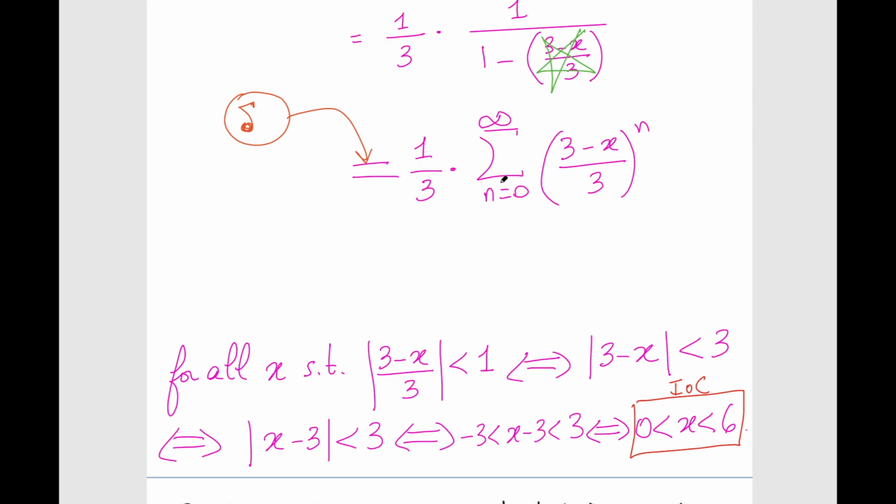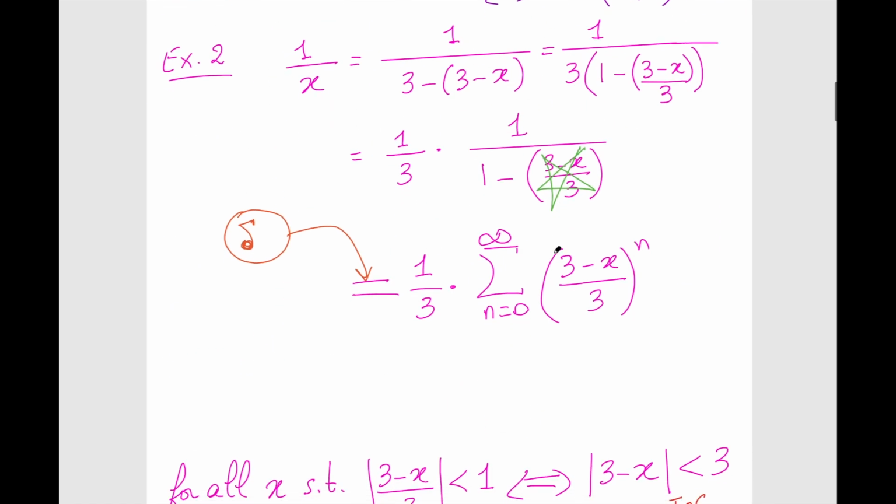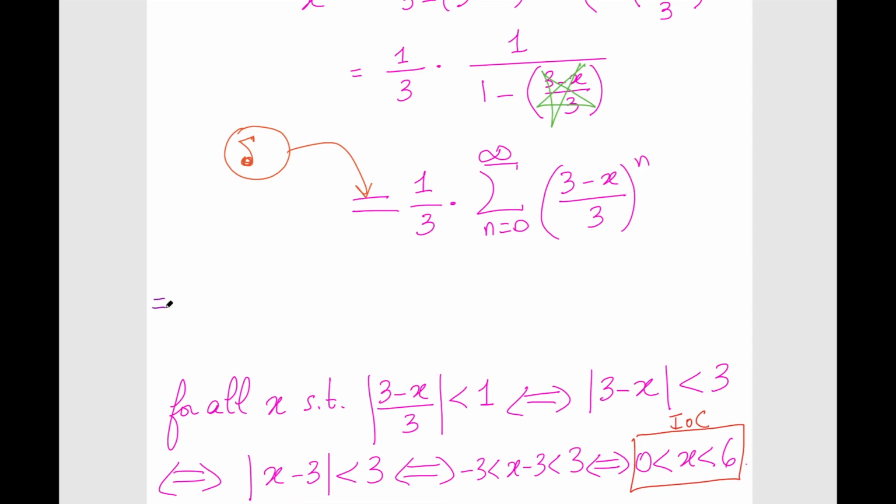Let's clean up this writing a little bit. Make it closer to this, right? Let's clean it up. Well, that's the same as 1/3 times the series that starts at 0 of, 3 minus x is the same as minus 1 times x minus 3, right? So that's the same as minus 1 to power n times x minus 3 to power n divided by 3 to power n. Agree with me?